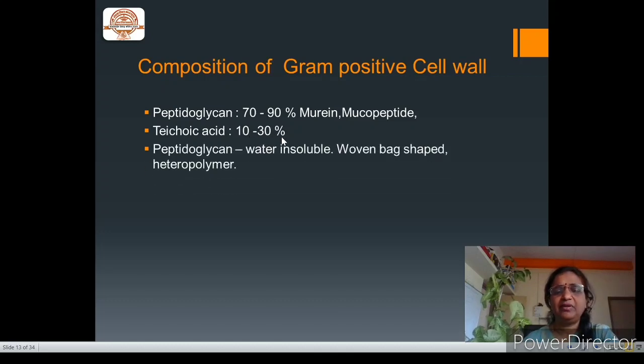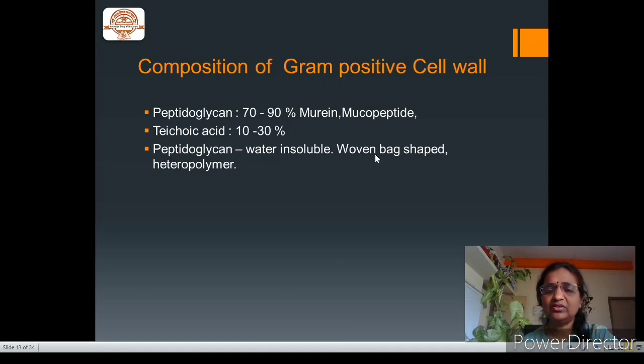Now what is peptidoglycan? The gram positive cell wall is also called the murein cell wall or mucopeptide cell wall, because the major component of the cell wall is made up of this murein or peptidoglycan. Now what does this murein or mucopeptide mean? What is this peptidoglycan? Peptidoglycan is a water insoluble polymer.